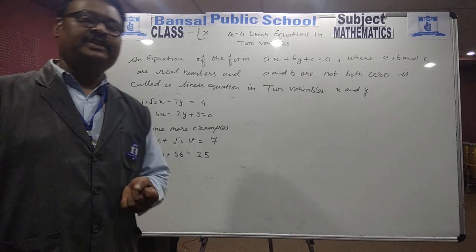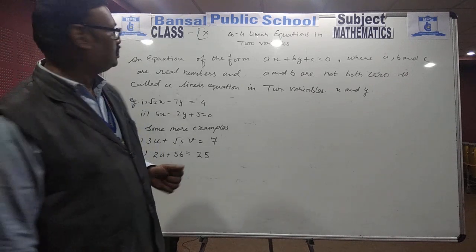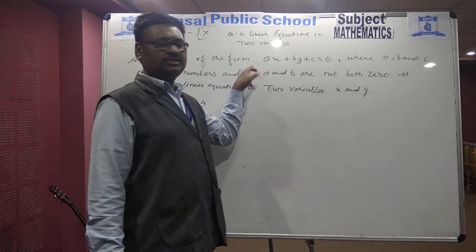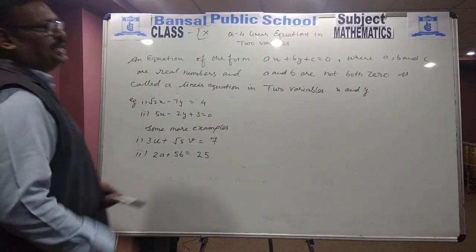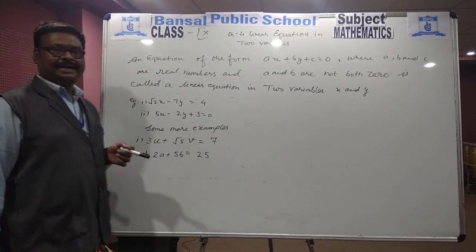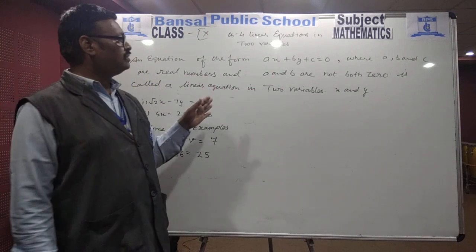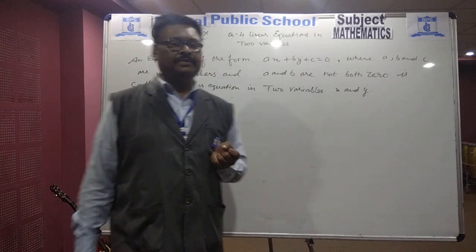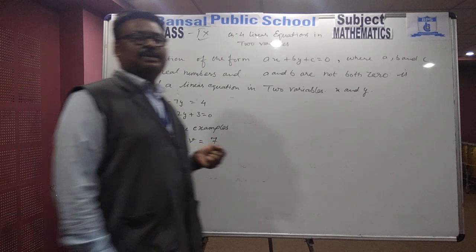Now let us learn about the general form of linear equations in two variables. An equation of the form ax plus by plus c is equal to 0, where a, b and c are real numbers and a and b are not both zeros. That means a can be 0 or b can be 0, but at the same time both cannot be 0. So this is called a linear equation in two variables x and y.